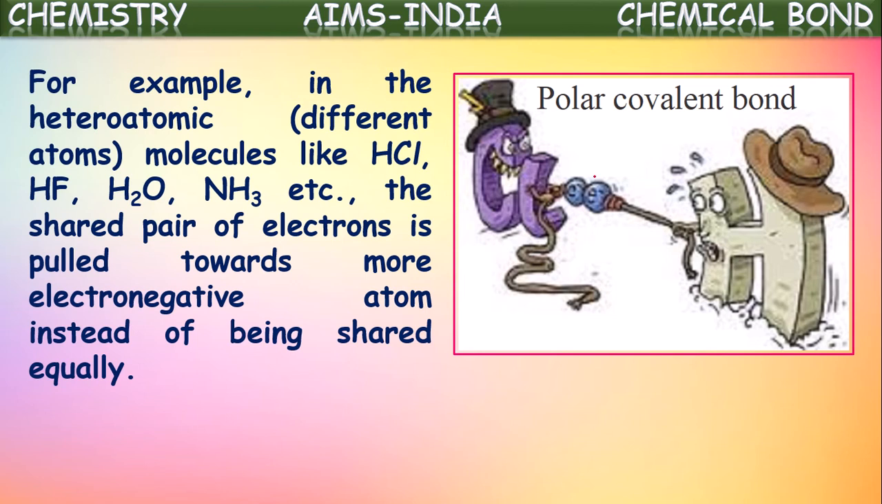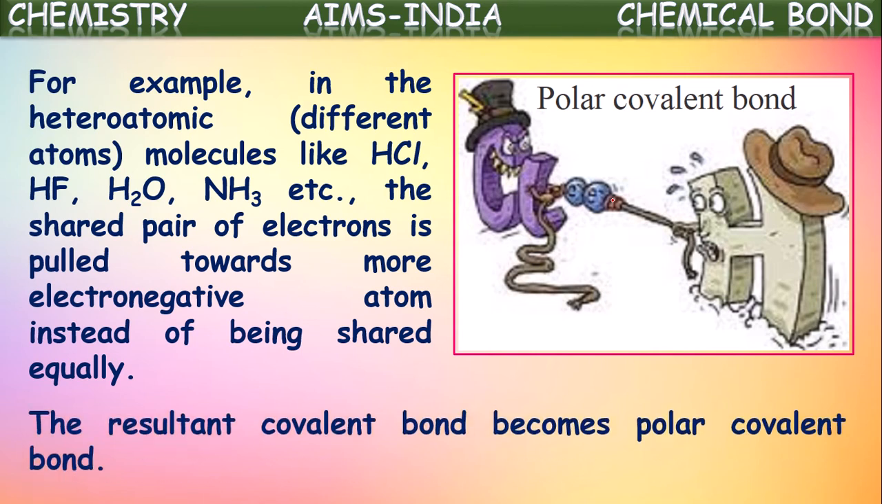So here sharing is happening, but it is happening unequally, isn't it? Such a covalent bond in which the electron pair is not equally shared is called a polar covalent bond. In this, the shared pair of electrons will be pulled towards one of the two bonding atoms, which has greater electronegativity, that pulls the pair of electrons towards it. Such bonding, that resultant covalent bond, becomes a polar covalent bond.